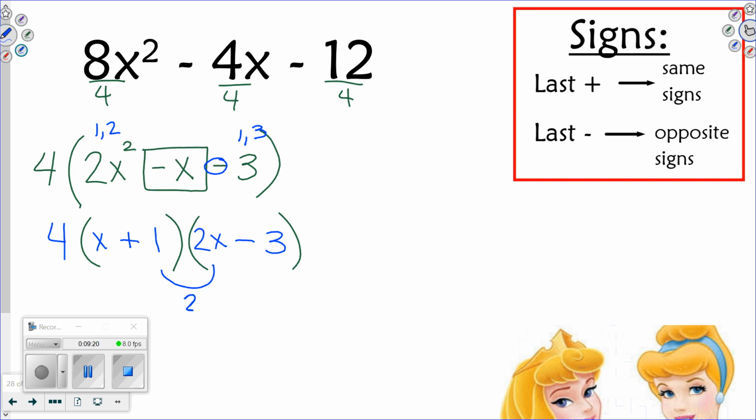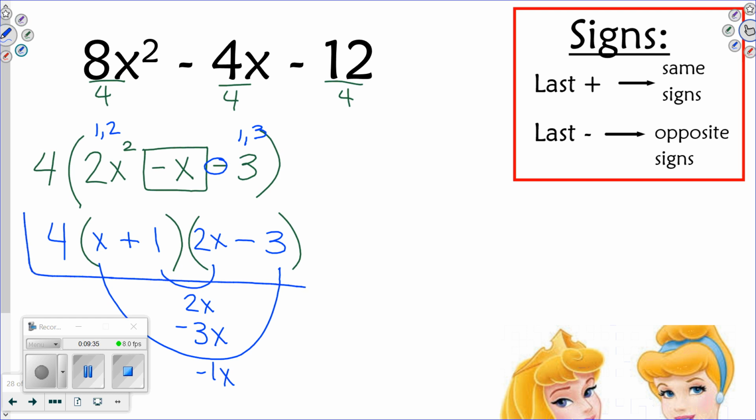So that gives me 2x. Outside gives me negative 3x, and that's negative 1x. Is that what I wanted? That's what I wanted. So this is my factored answer.